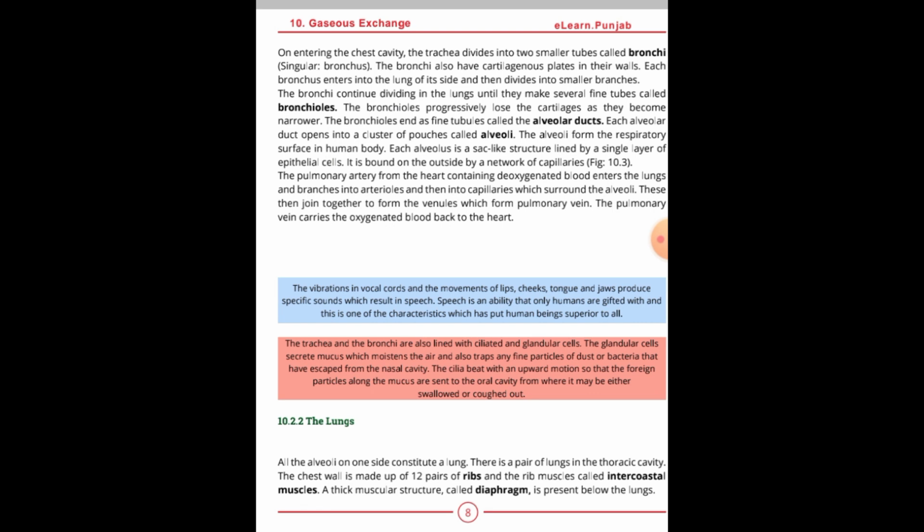Each alveolus is a sac-like structure lined by a single layer of epithelial cells. It is bound on the outside by a network of capillaries. The pulmonary artery from the heart containing deoxygenated blood enters the lungs and branches into arterioles and then into capillaries which surround the alveoli.